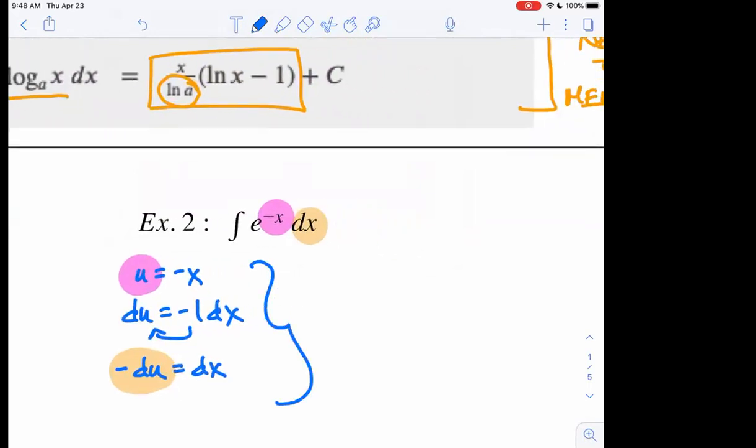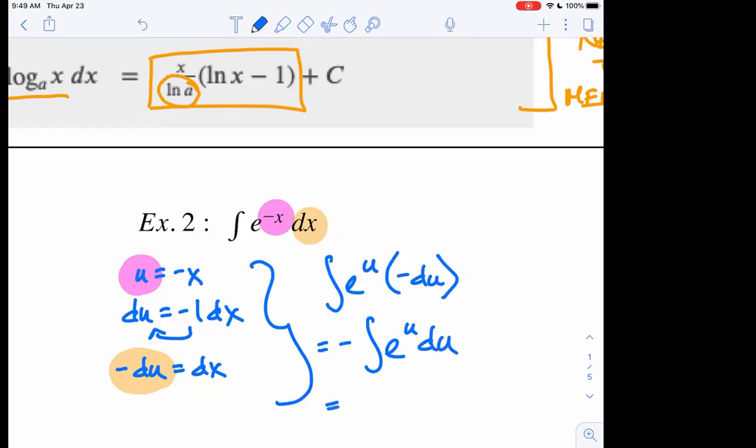So let's do that u sub. We've got the integral of e to the u times negative du. So that negative means it's really times a negative 1, and I'm going to bring that negative 1 out to the front. So I've got the negative integral of e to the u du. Now this looks a lot like question 1, so it's negative. The integral of e to the u is just e to the u plus c. And the last thing I need to do is put my x back in, so negative e to the negative x plus c.